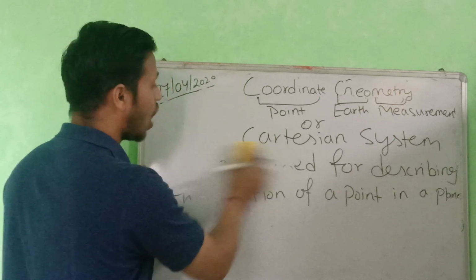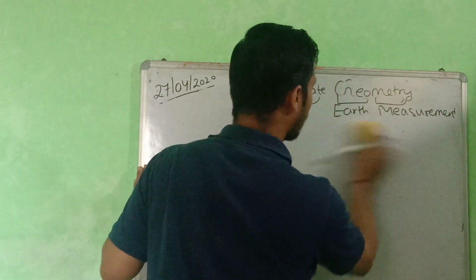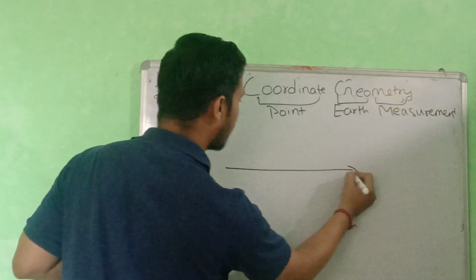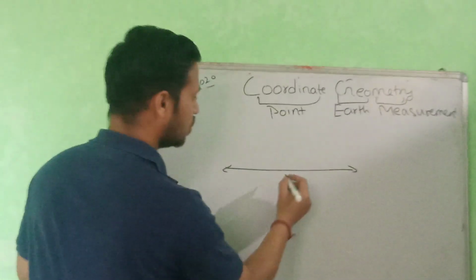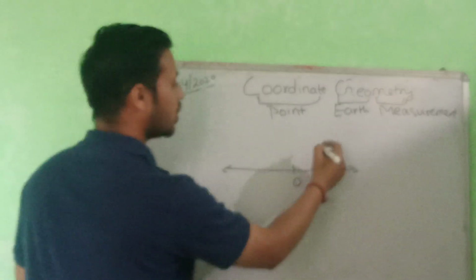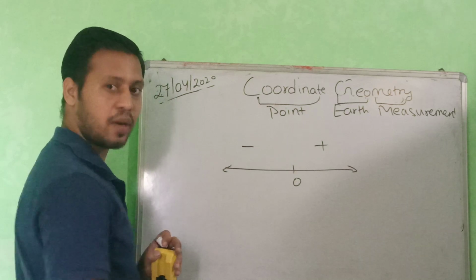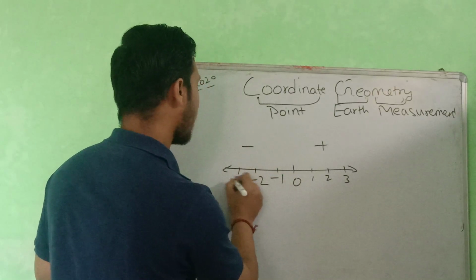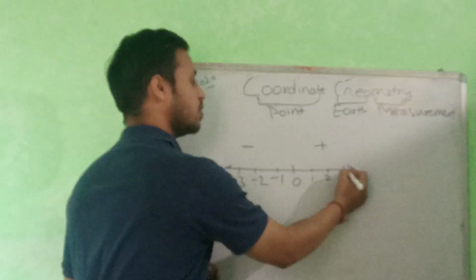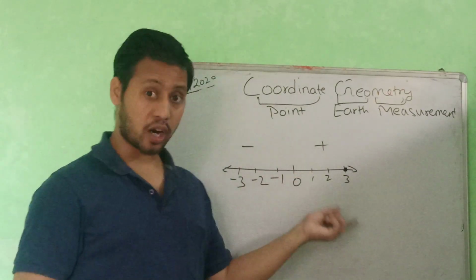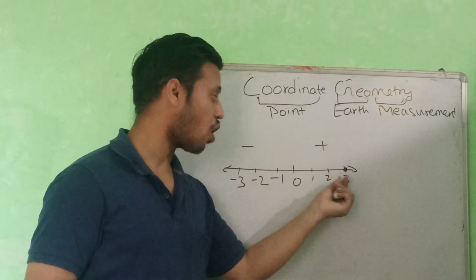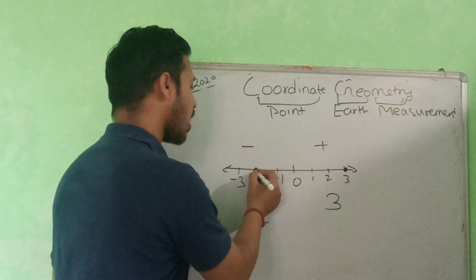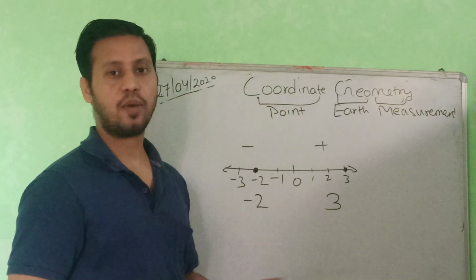Now I will explain how you will know about coordinate geometry and how you will solve the questions. Look here. Earlier you have studied this straight line. This is the center part. On the right-hand side it will be positive, and on the left-hand side it will be negative: positive 1, 2, 3, negative 1, negative 2 and negative 3. If I plot a point here on a number line, you can easily name it. You can say that this is 3. In the same way, if I plot a point here, you will say that it will be -2.